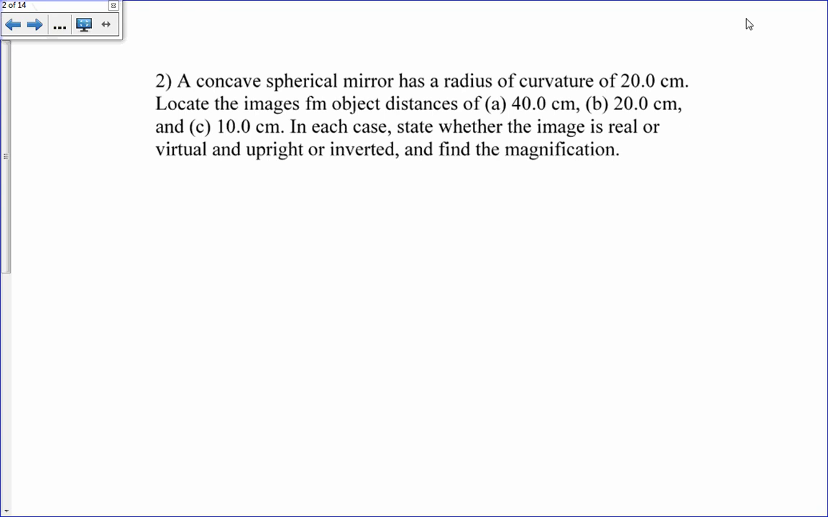A concave spherical mirror has a radius of curvature of 20 centimeters. Locate the images from object distances of, actually, I changed this, 40, 10, and 5 centimeters. A concave mirror looks like this. My object is over here. It has a positive focal length. The focal length is the radius of curvature over 2, so that's 10 centimeters. That's just half of this number.